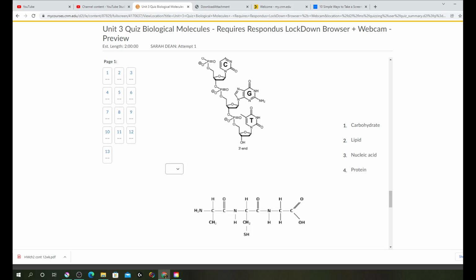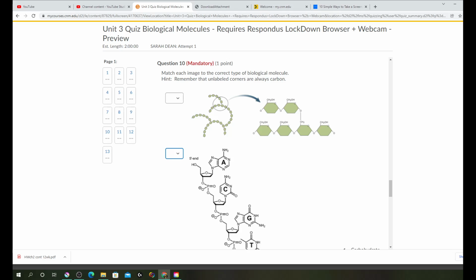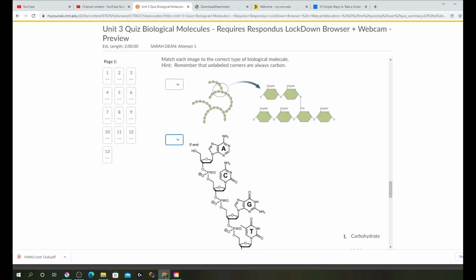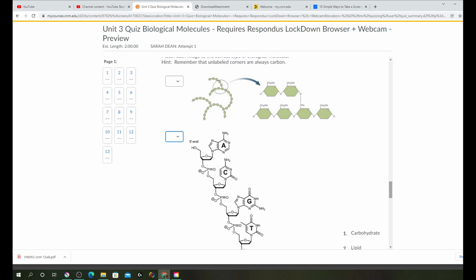Okay, nucleic acid. Nucleic acids have a sugar phosphate backbone and then nitrogenous bases that carry the DNA code. So here you have sugar phosphate, sugar phosphate, sugar phosphate, and this even has the A's, T's, G's, and C's, so the genetic code. So this should be immediately obvious that that's DNA or RNA.